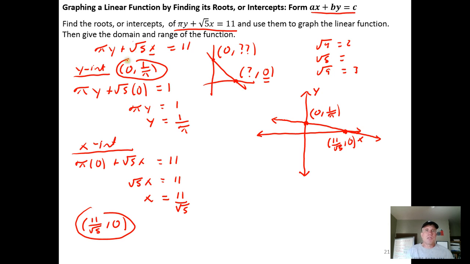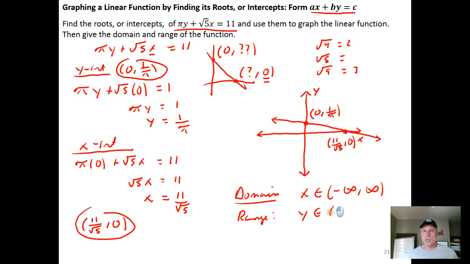And it says find the domain and range, but we already know that if it's not a horizontal line, by previous work that we've done, the domain is going to be x going from negative infinity to infinity, and the range is going to be the outputs or the y values also going from negative infinity to infinity. And this is the hallmark of a linear function if it is not horizontal.